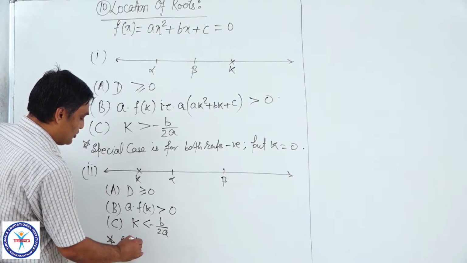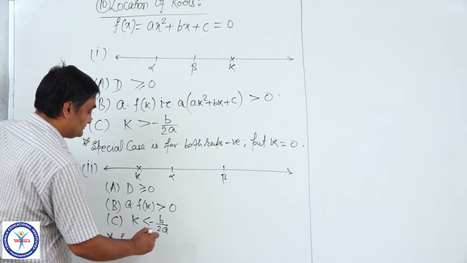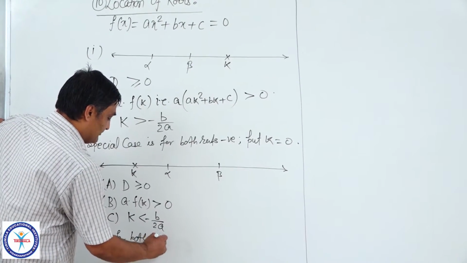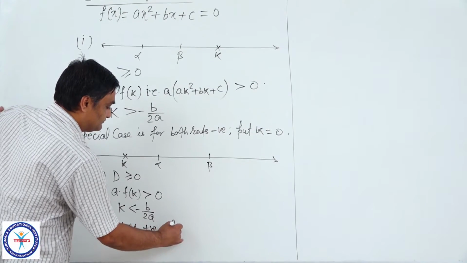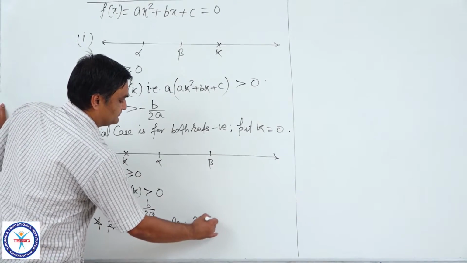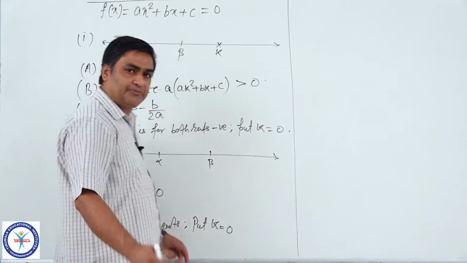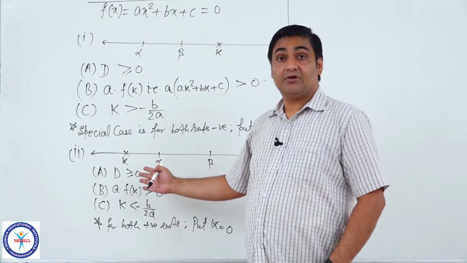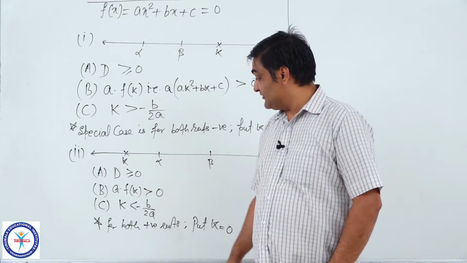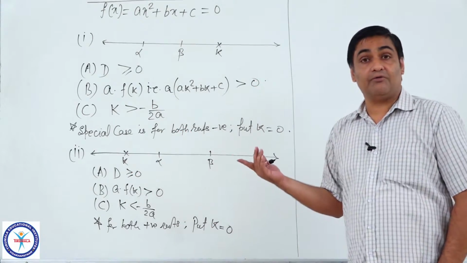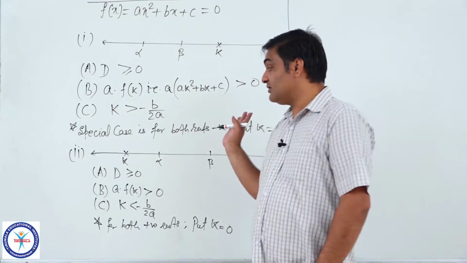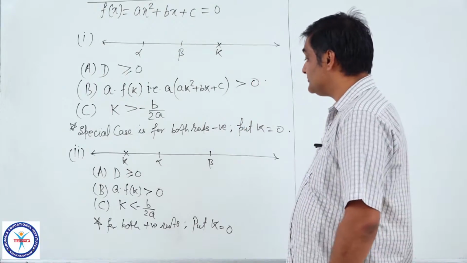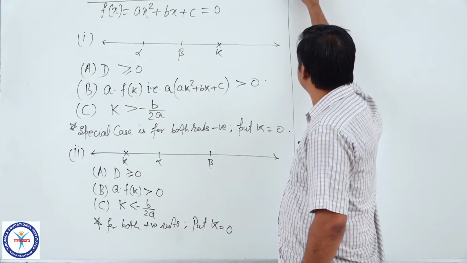For both positive roots, put k equal to 0. It is a special case. Both roots are greater than k. So if we take k as 0, then we will solve for both roots positive.